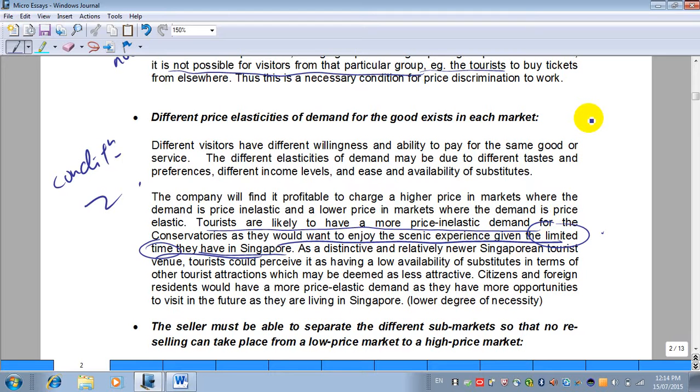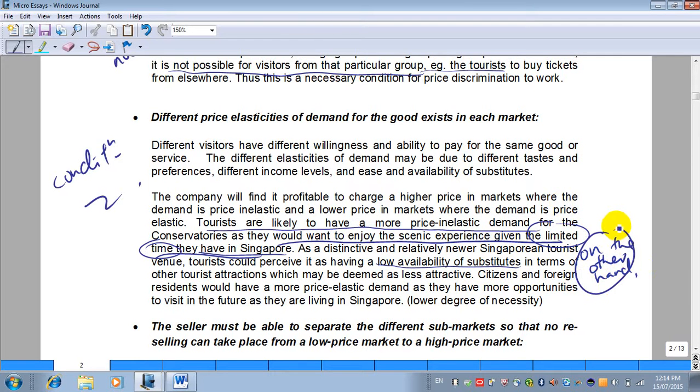Okay, so for tourists, it's a necessity. Gardens by the Bay has a low availability of substitutes. On the other hand, add it in, I think that the essay should have included comparative words, because in a way you are comparing to show that each market has different elasticity of demand.